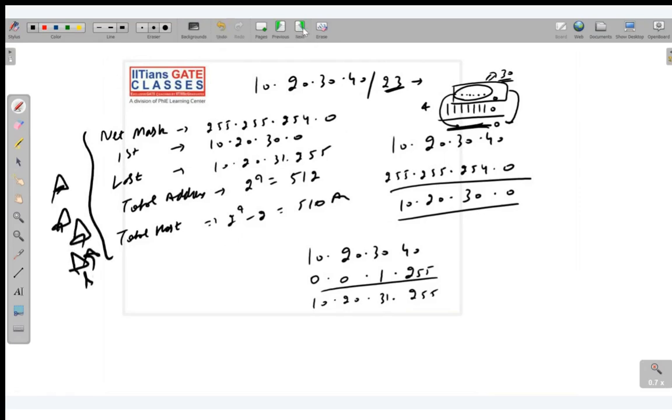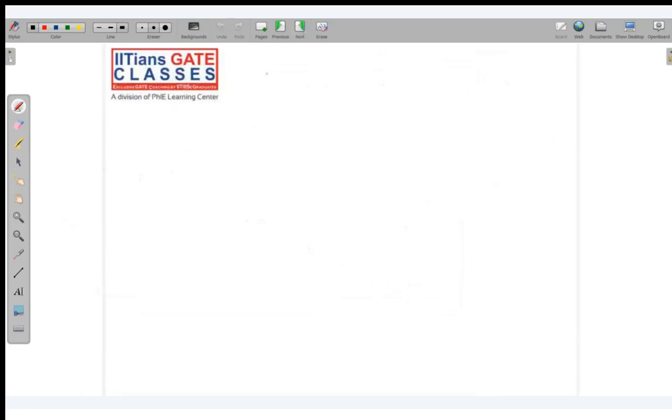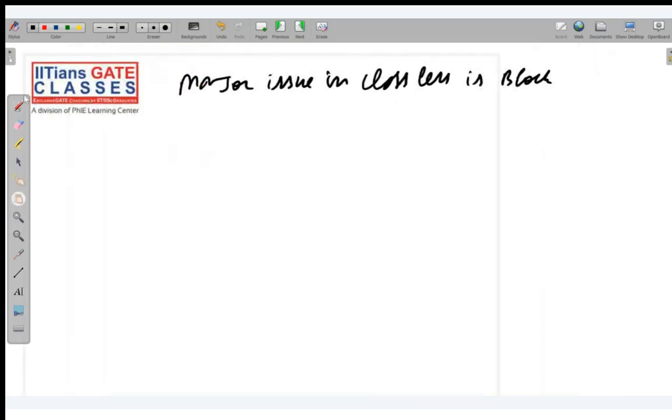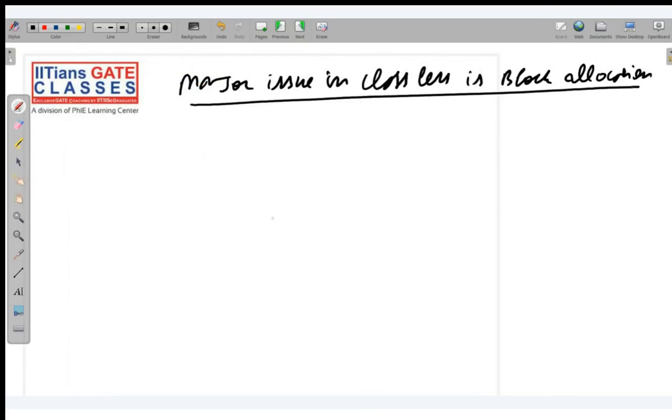So let me jump to the next slide now. Okay, so now we will see how blocks are allocated. The major issue in classless addressing is block allocation. That means how these blocks are allocated.